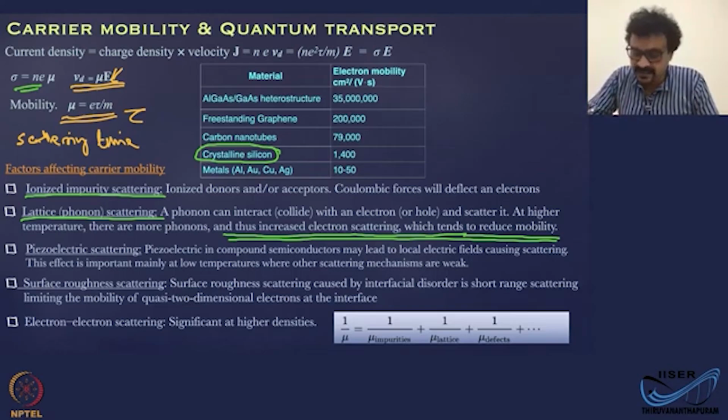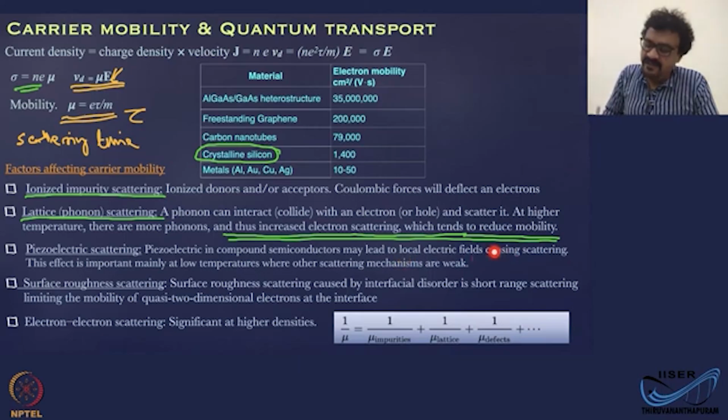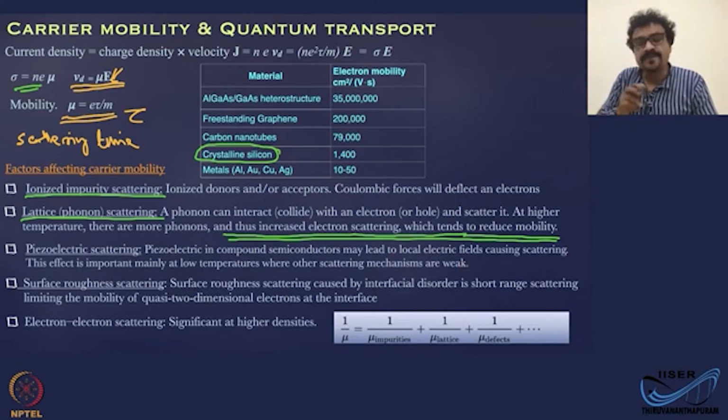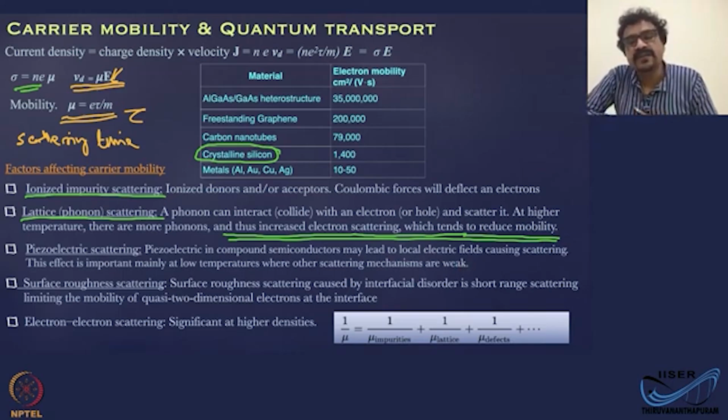Then there is a third reason, which is generally found in compound semiconductors such as gallium arsenide, where the system lacks symmetry, and you'll have piezoelectric behavior in this material. So that can have an electric field distribution inside because of the lack of symmetry, which actually can scatter the charge carriers. So these can be crucial.